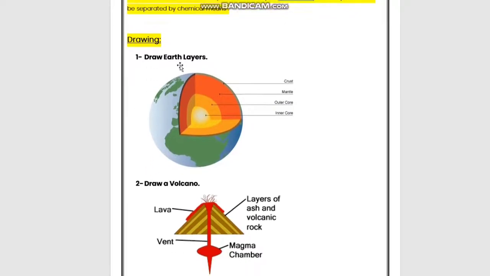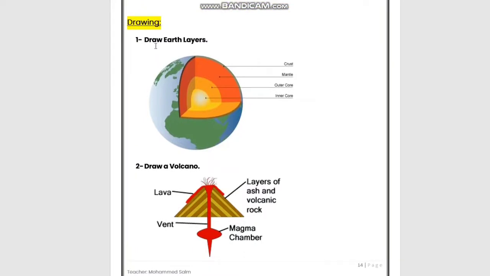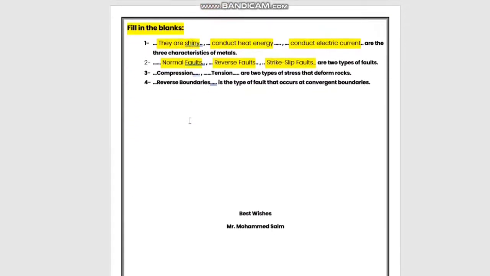Drawing. In the exam, you have to draw. Either I will tell you to draw the earth layers or draw a volcano. You have to know this too. If I ask you any of them to draw, you have to draw. Maybe I'll bring one of them and fill in the blanks.